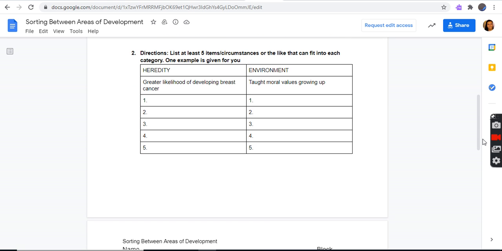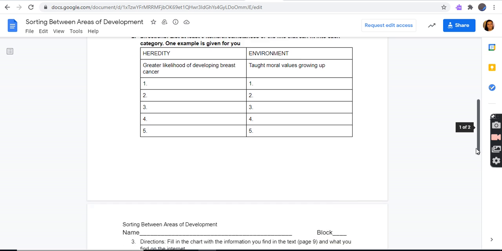Directions: list at least 5 items that can fit into each category. One example is given for you. Heredity or environment. There are 5 steps. Greater likelihood of developing breast cancer. Taught more moral values growing up.